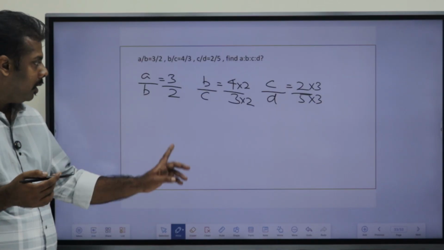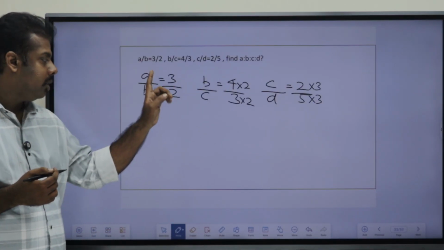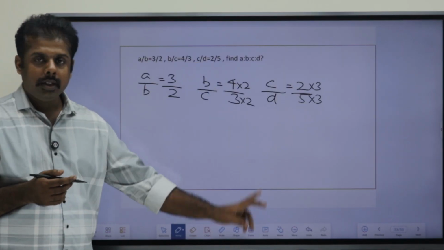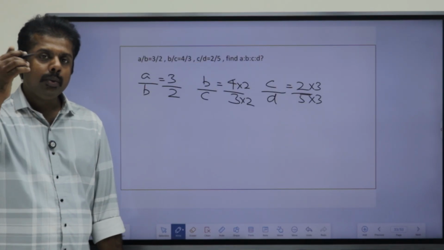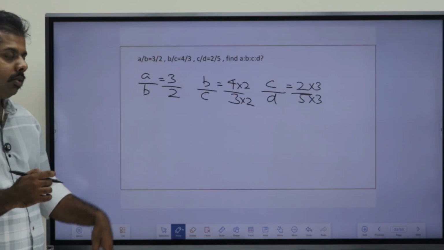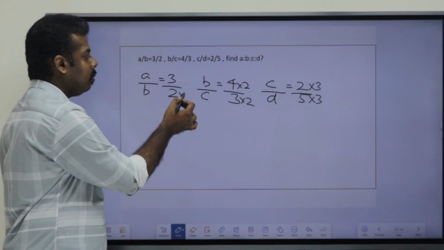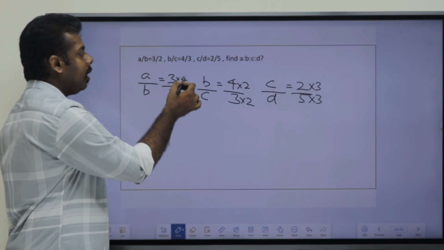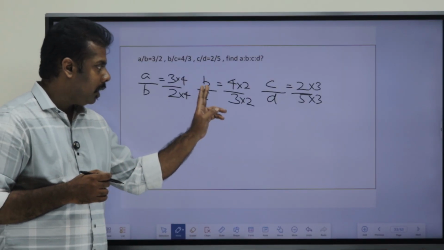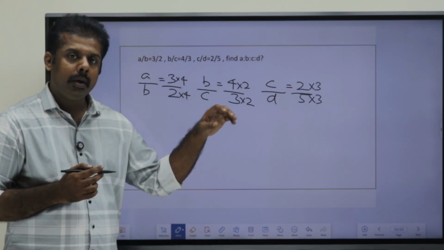Now if you compare the first and the second condition, the value of B in the first case is 2 itself, but the value of B has become 8. So the LCM of 2 and 8 is what? 8 itself. So you have to make 2 as 8. Just multiply it with 4 in the numerator and the denominator. Here as well, now we have made the common values the same.